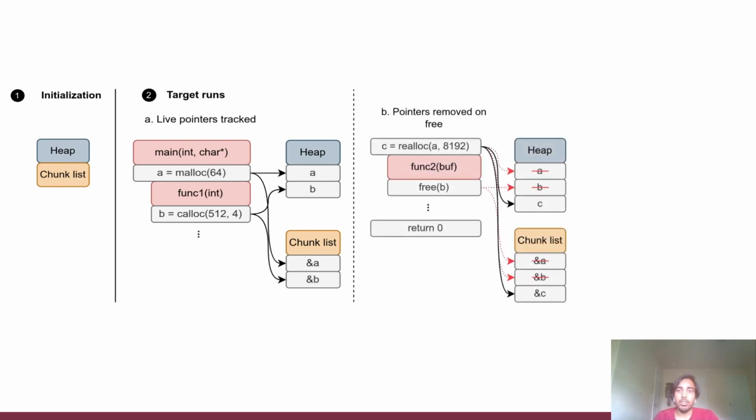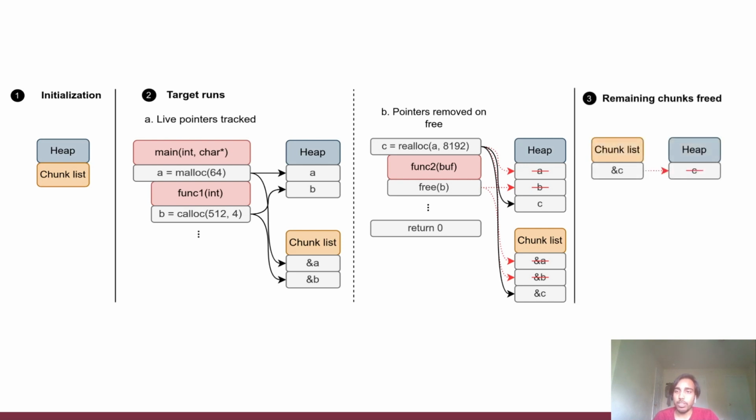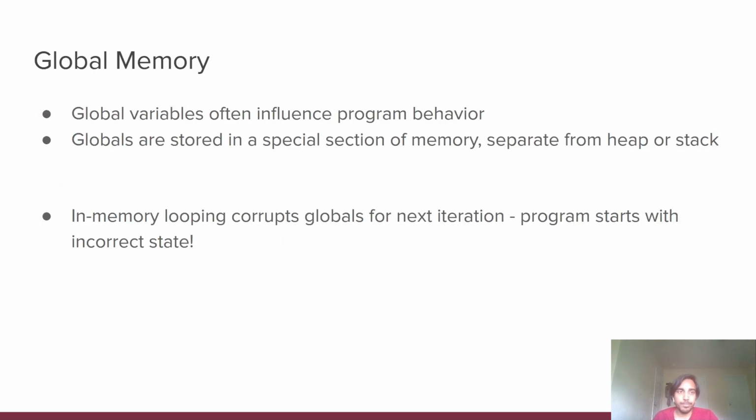When the pointers are removed using the free function, they are removed from the heap, and we also remove these pointers from our chunk list. And finally, after the target finishes its execution, whatever remains in the chunk list is freed by us, and the chunk list is emptied.